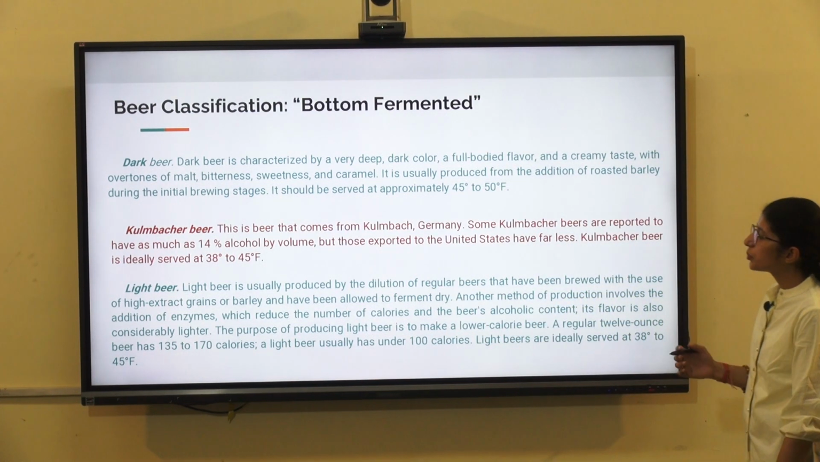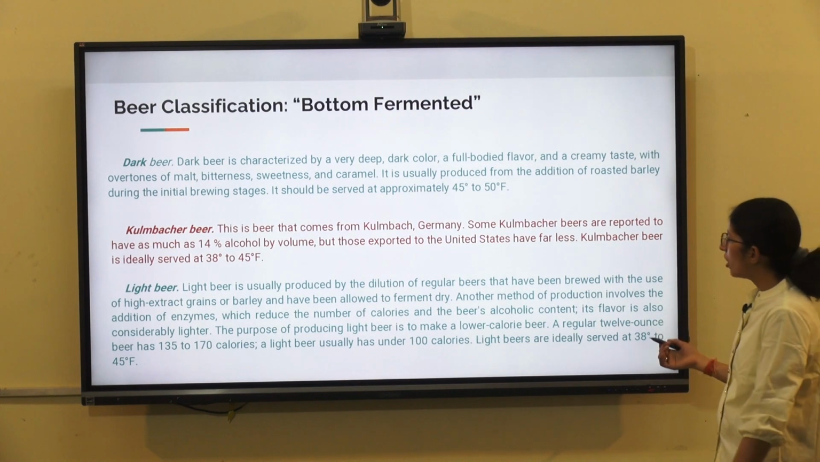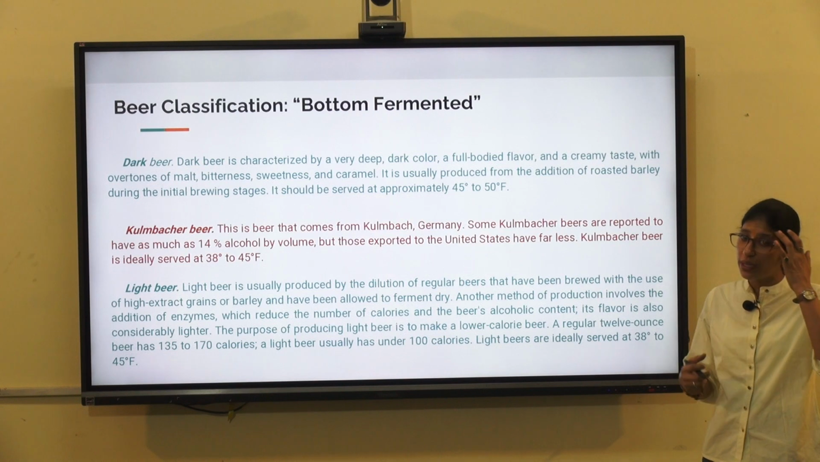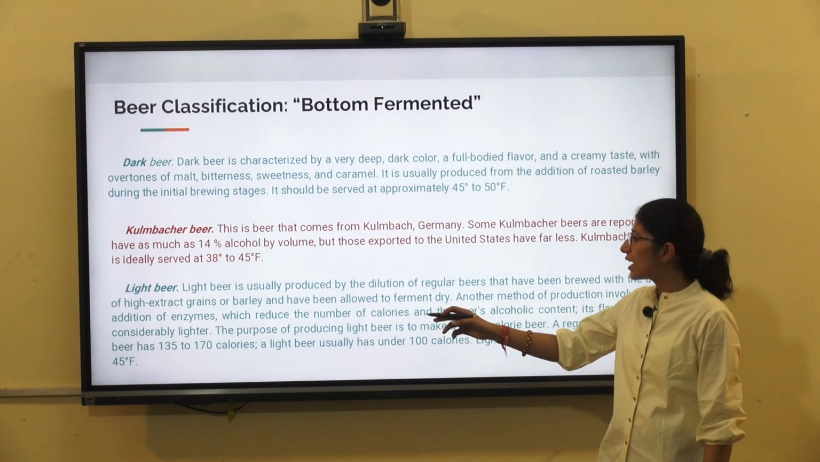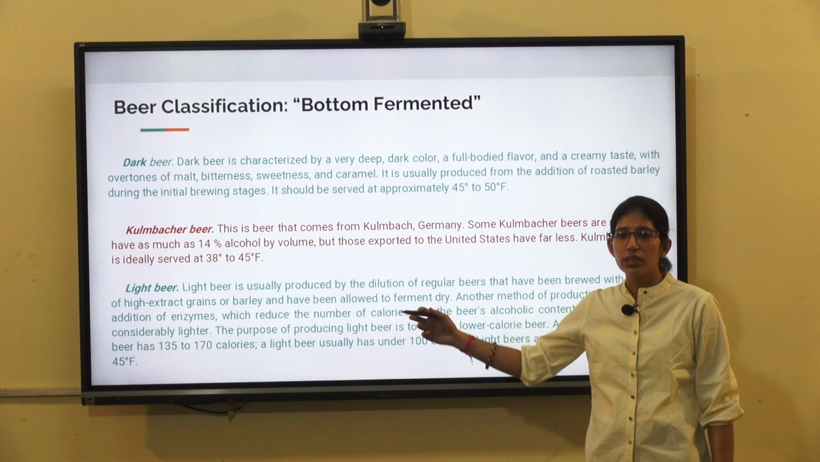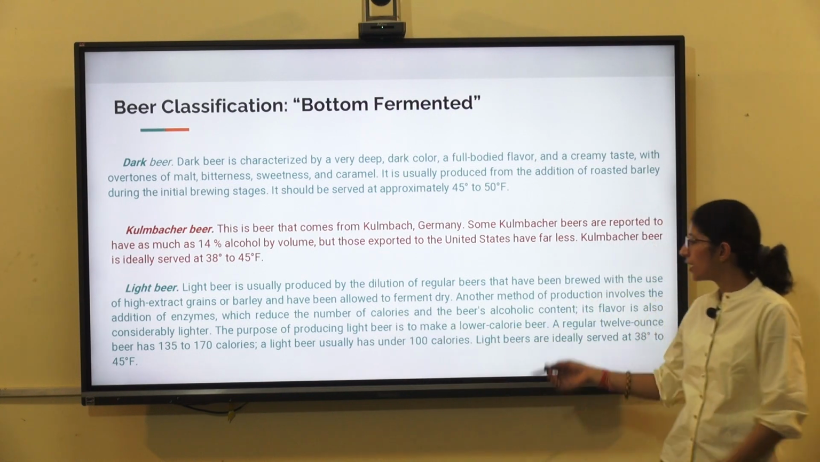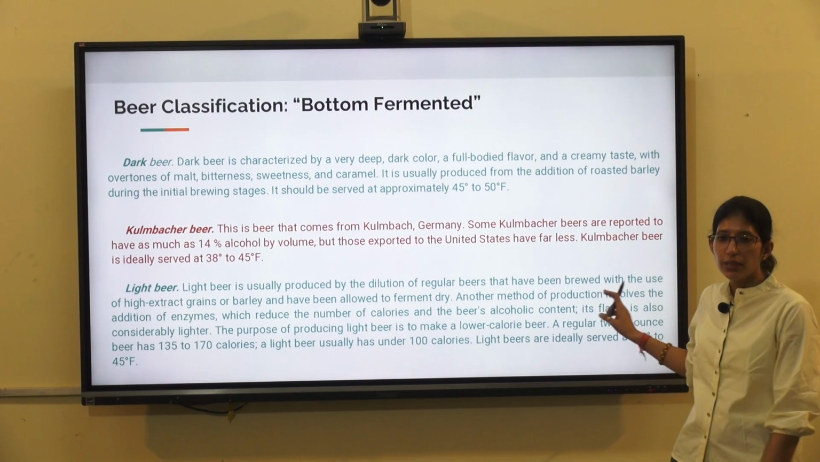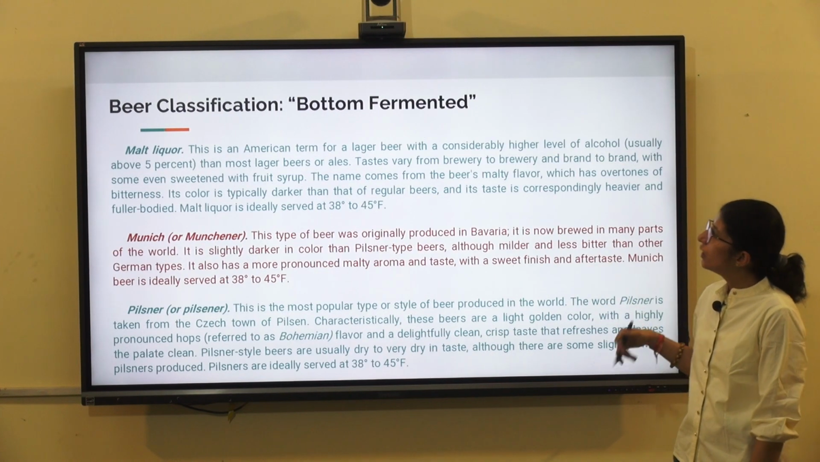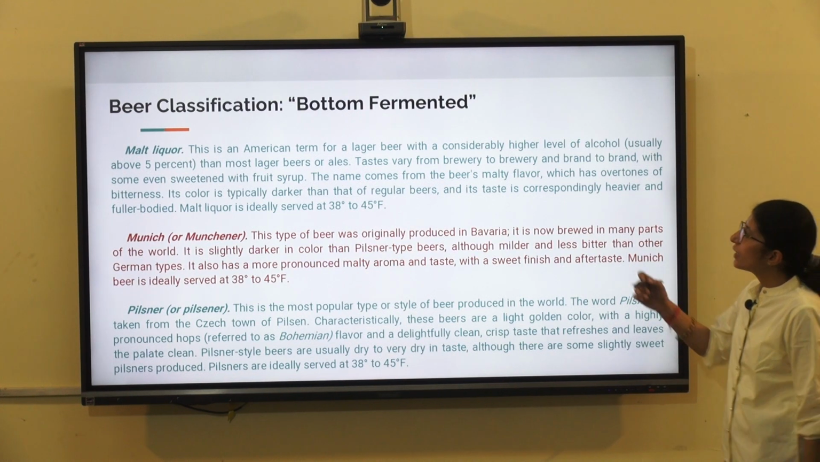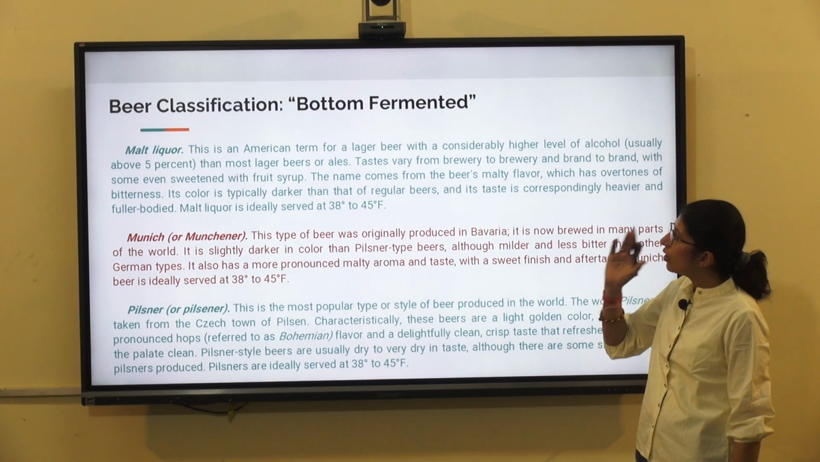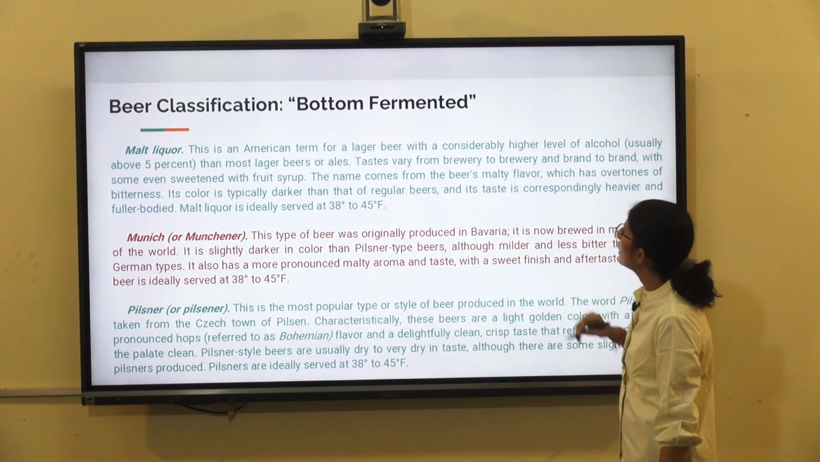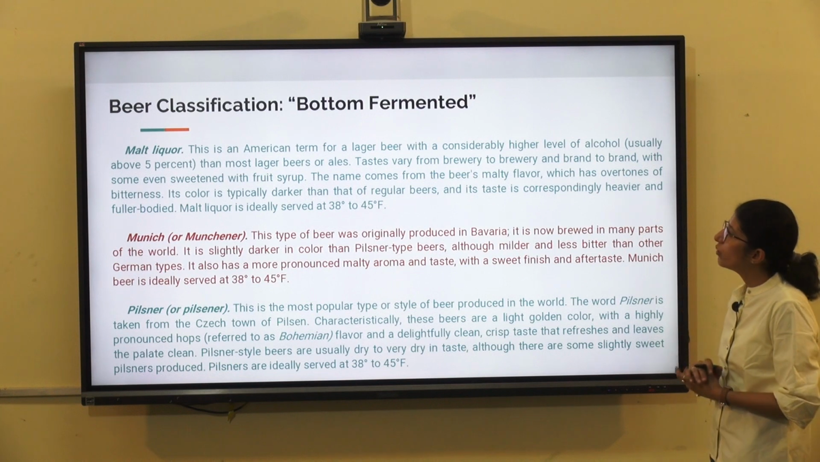Again, light beer. It is produced by dilution of regular beers, or with the addition of enzymes, so the number of calories can be lower. For example, if a beer has a calorie content of 135 to 170 calories, the light beer has a calorie content of under 100 calories, and it is ideally served at 35 to 45 degrees Fahrenheit. Now again, malt liquor. Malt liquor is considered to have a higher level of alcohol, and it is mostly made from lager and ales. The name comes from the malty flavor, which overtones the bitterness. Why do we need to overtone the bitterness?